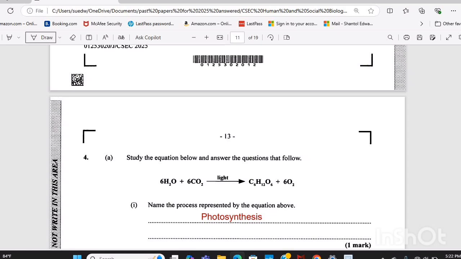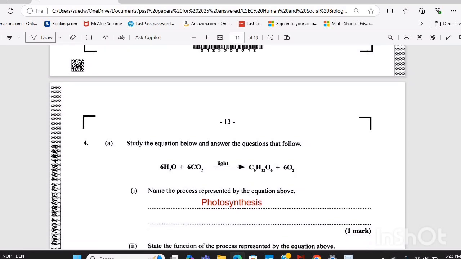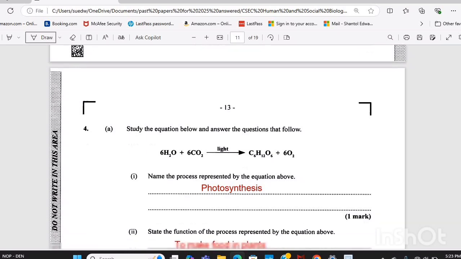H2O is water. CO2, carbon dioxide, C6H12O6 is glucose, and 6O2 is oxygen. Please make a note of it. And we know water plus carbon dioxide in the presence of light and chlorophyll gives us glucose and oxygen. So it is obviously photosynthesis. All right, and that's 1 mark.